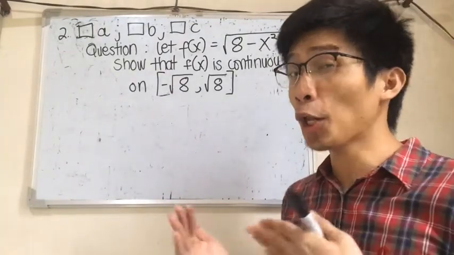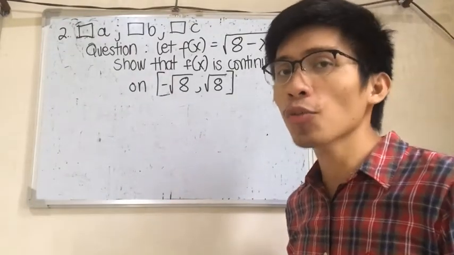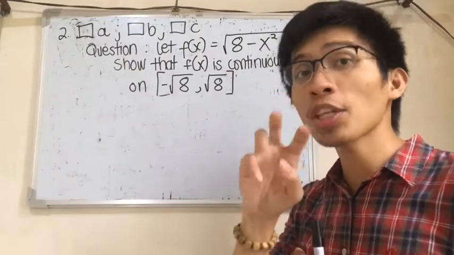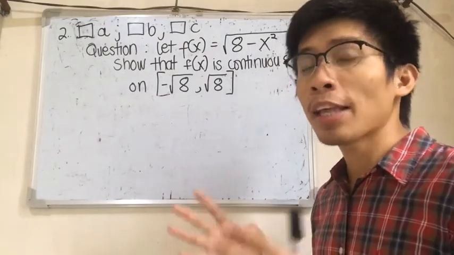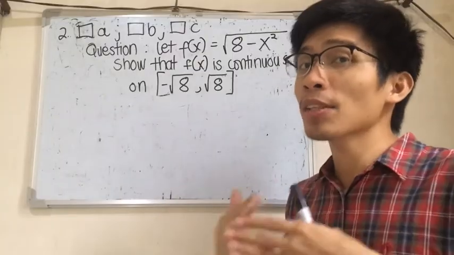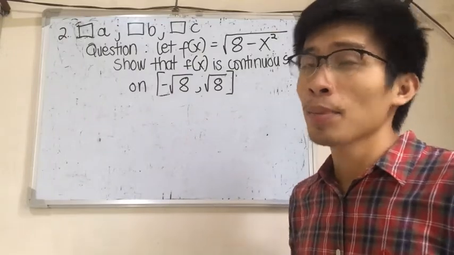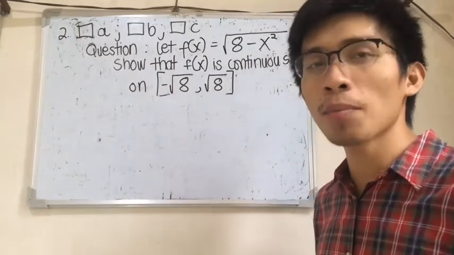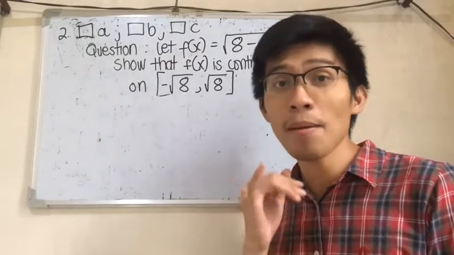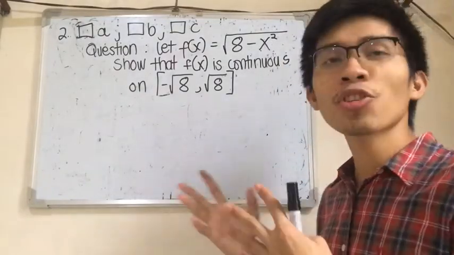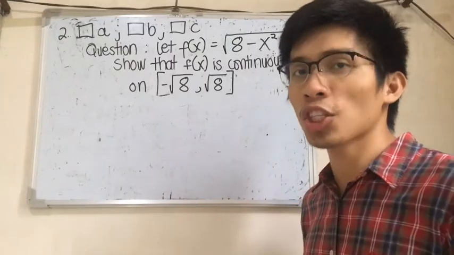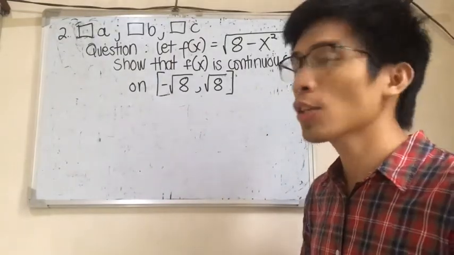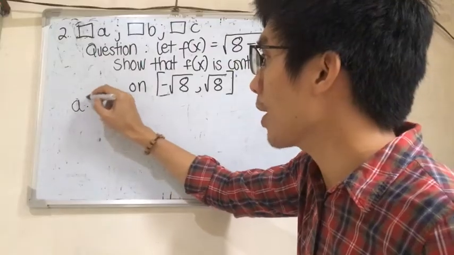Since we are dealing with a closed interval, in short, we are going to use condition number 2. And condition number 2 has three conditions in order to prove that it works. We have A, B, and C. So let's try to use these conditions to see if they work here. So let's try condition letter A.